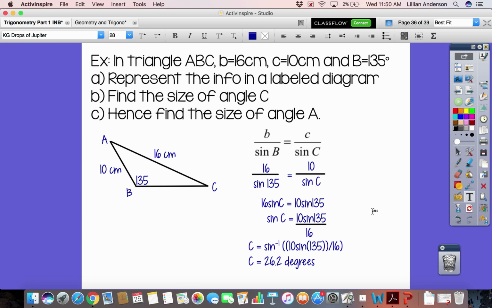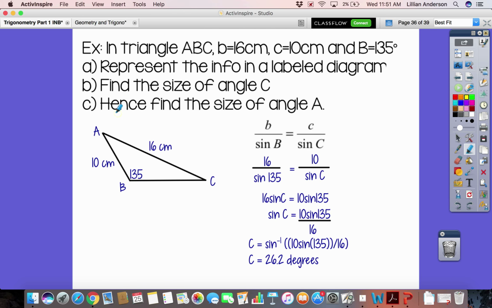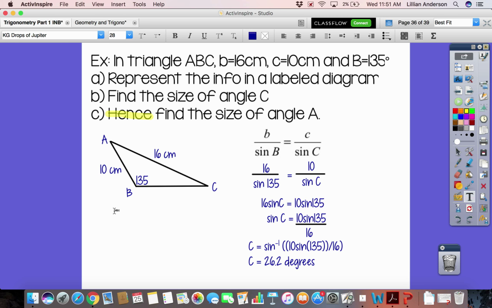Now, for part C, it says, hence, find the size of angle A. Hence, anytime you see this word, that basically means that you can use previous work that you already did to find the size of angle A. And if you think about it, how many degrees are in a triangle? I hope you are again participating and realize that, hey, there are 180 degrees in a triangle. Okay, so you can do 135 plus angle A plus angle C equals 180. Well, we just found out that angle C was about 26.2 degrees. It's still sitting in our calculator, correct?